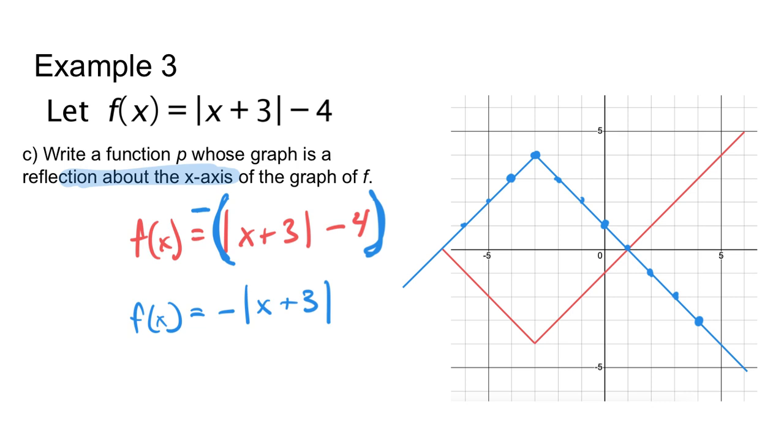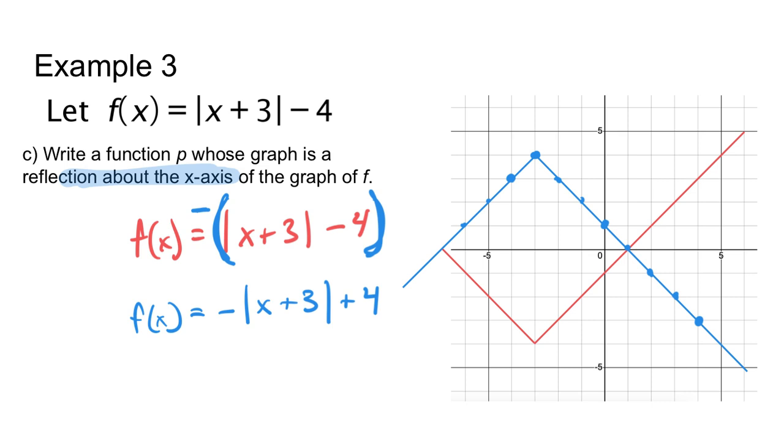But look at what happened. I'm no longer below. I no longer shifted down 4 units. It actually looks like I went up 4 units. And that's what happens when you reflect. The up and down piece changes. The left and right piece will not.